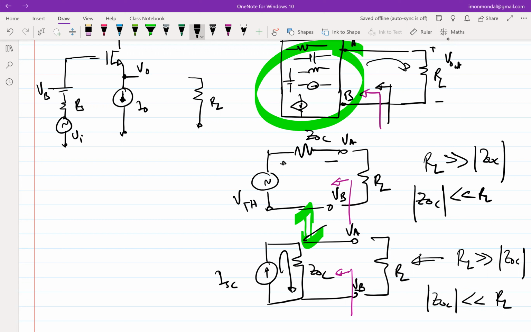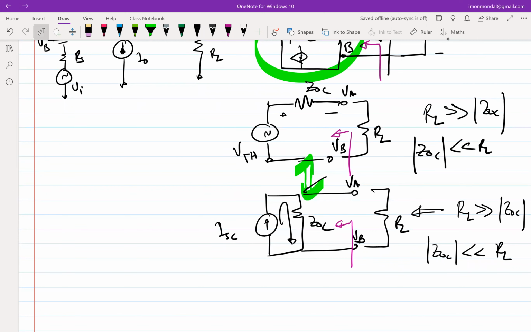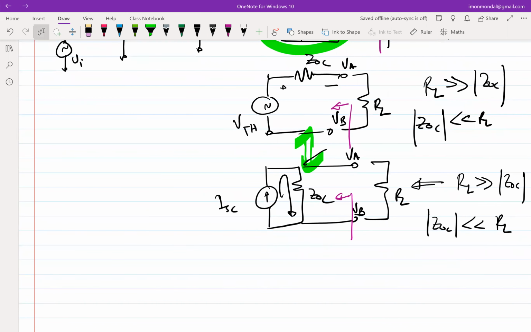And if it's the other way around, for example, if this is not satisfied, it's completely the other way around. Let's assume ZOC is much greater than RL, then what comment can you make? Then it becomes a current source, because in the ideal case, if ZOC is infinite, look into the Norton's equivalent. This goes off, all the current goes into the load. That's the property of an ideal current source.